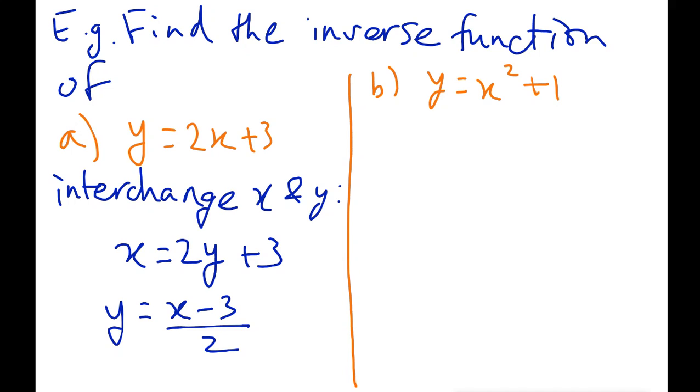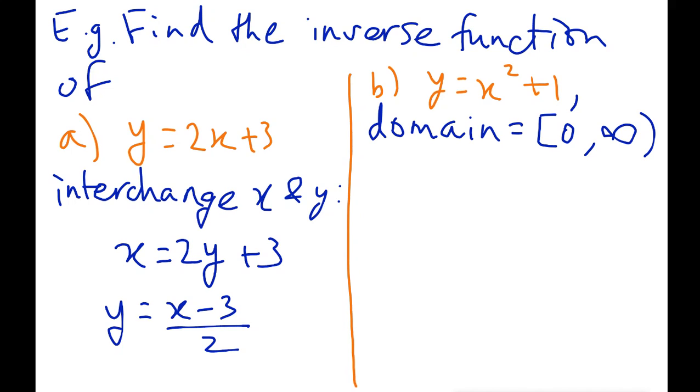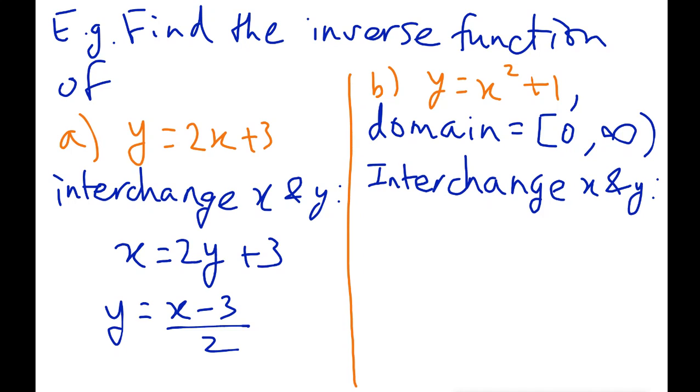Now the bit on the right, we're also going to interchange our x's and y's, but before we do that, we have an x squared plus 1. Remember, we can only get one single function out. So we are going to set a domain first. We can either take the positive or the negative side. I'd recommend taking the positive just because it's easier to work with. Now, we have y equals x squared plus 1, so let's just interchange it and see what happens. We'll be left with x equals y squared plus 1.